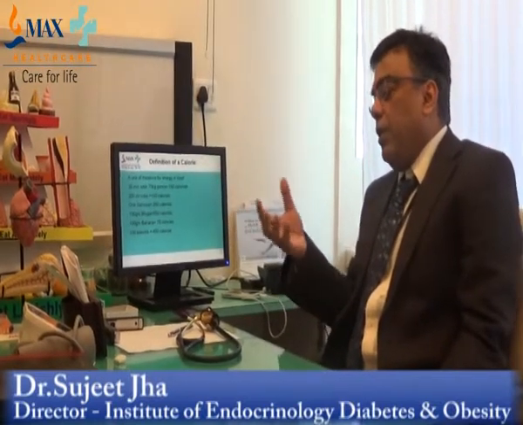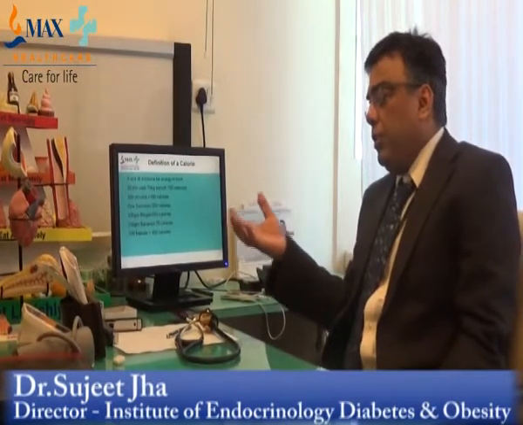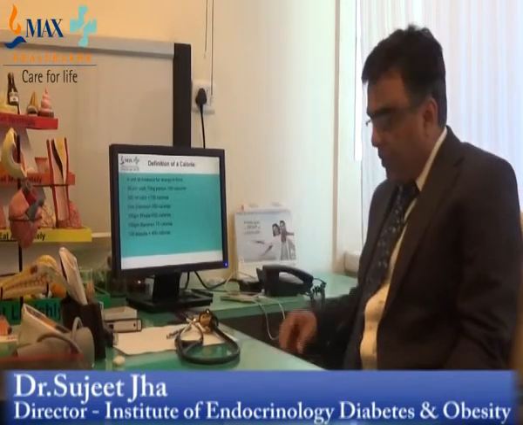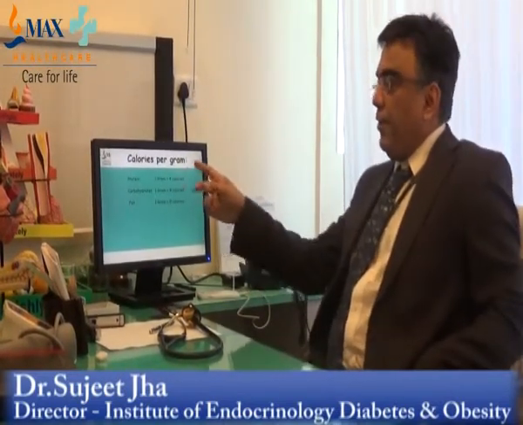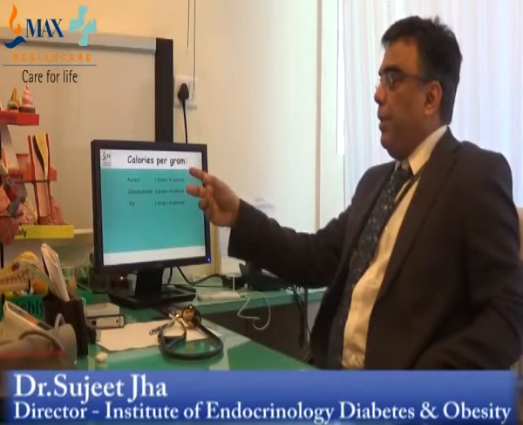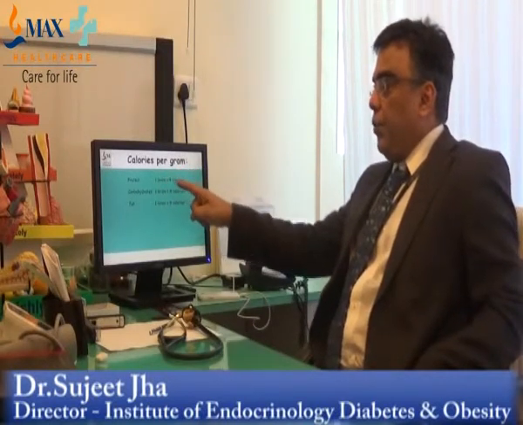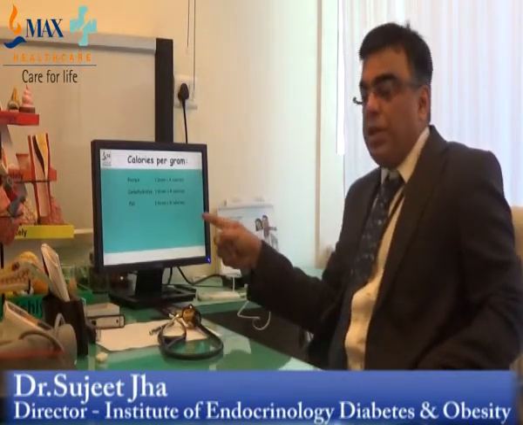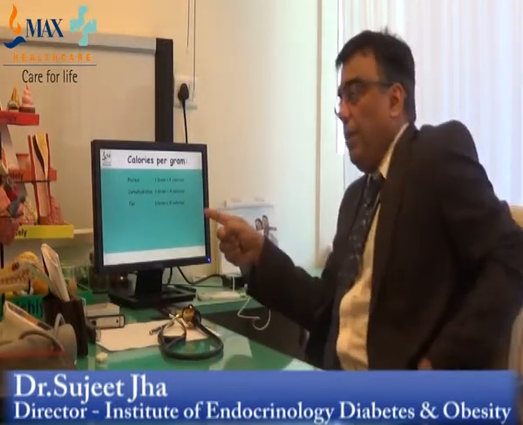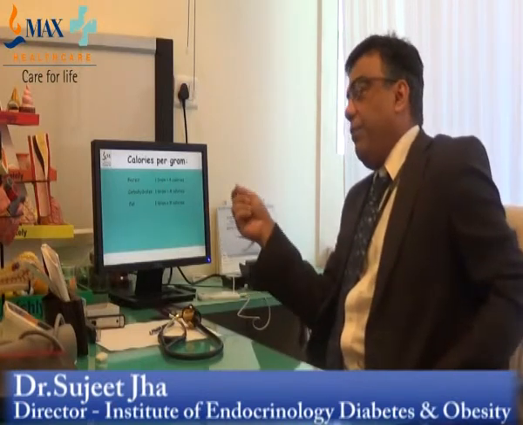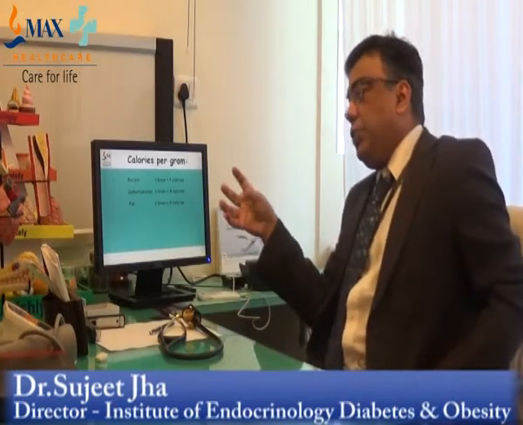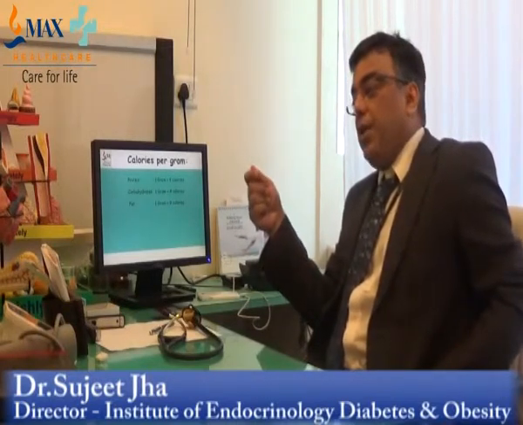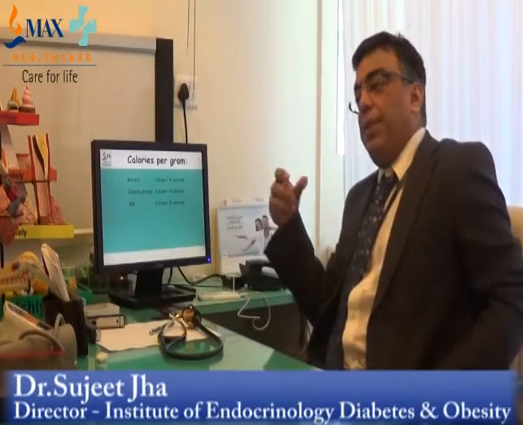For example, if you have 5 tablespoons of sugar, you may have to walk for around 100 minutes to consume those calories. The basic unit of calorie is defined per gram. Protein is 4 calories, carbohydrate is 4 calories, and any fat you take, be it olive oil, ghee, or butter, 1 gram would have 9 calories. So if you have 1 gram of sugar, it gives you 4 calories, and 1 gram of oil will be 9 calories.